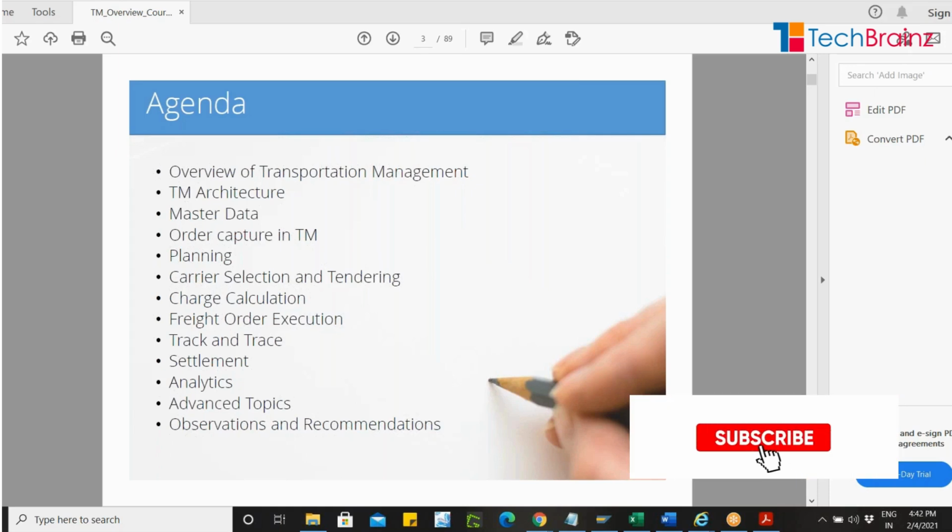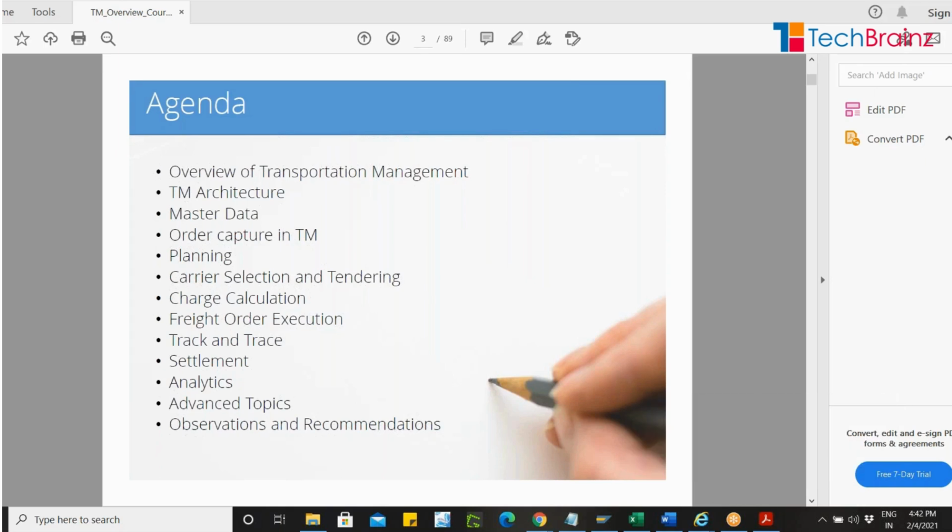What we are trying to do here is have an overview. What is TM, the architecture, the master data, the order management and the planning. These are the main topics that we have discussed in detail.